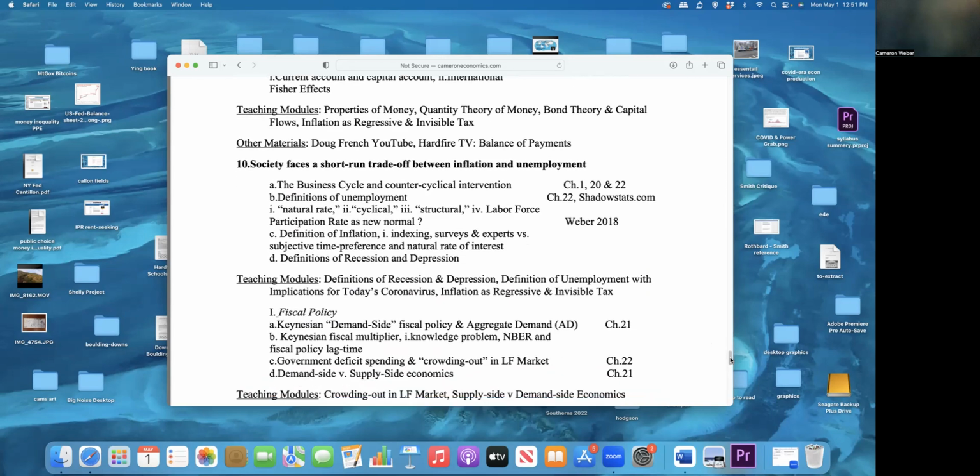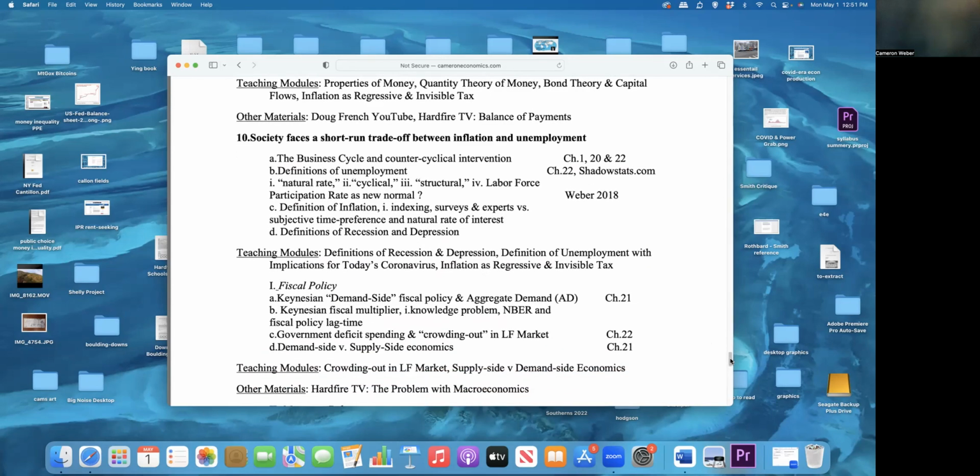Then the last economic principle, again under macro, where we're assuming a benevolent dictator that the state knows best on how to manage business cycles. Economic principle number 10, society faces a short-run trade-off between inflation and unemployment. So we give definitions to the business cycle and differing definitions of unemployment. We look at how price levels are measured, indexing. So we have definitions of recession and depression, and under our teaching modules, definitions of unemployment. And then we also look at how macroeconomics was intensified during the Great Recession, and then during the coronavirus period.